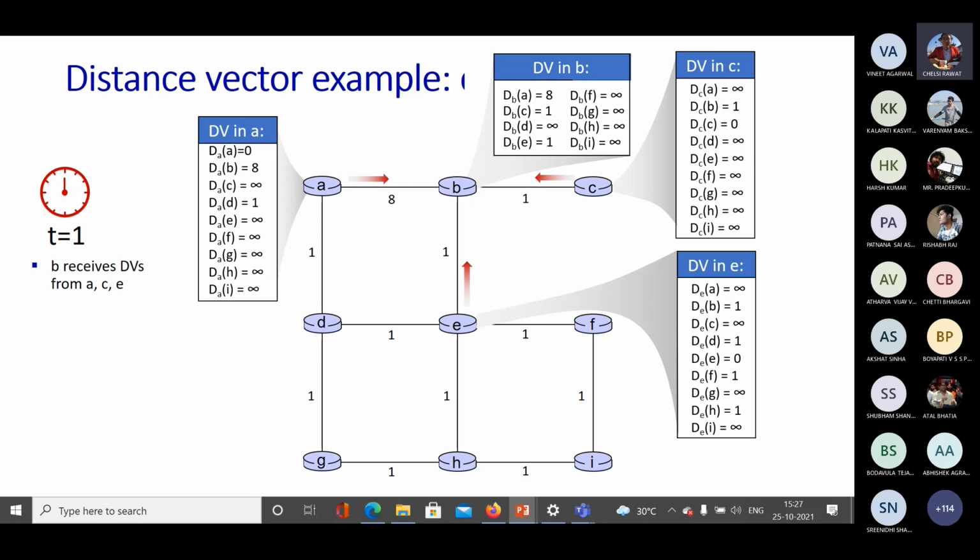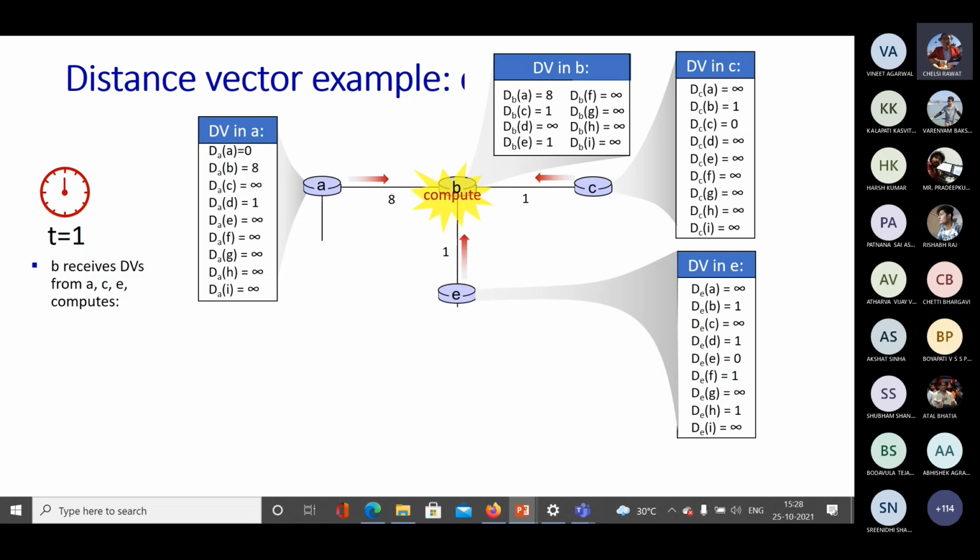At t equals 1, B receives all these distance vectors from its neighboring nodes. Once it receives that information, it will compute and update its own distance vector table in order to get the most updated information. Now, how to compute this? This computation is done using the Bellman-Ford equation, as we have already studied earlier. So for dBA, it has received the distance vector from A, from E, and from C.